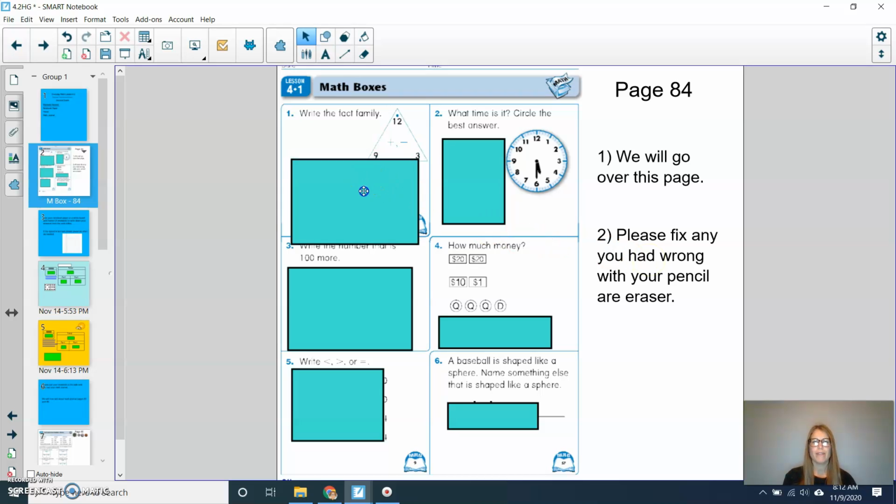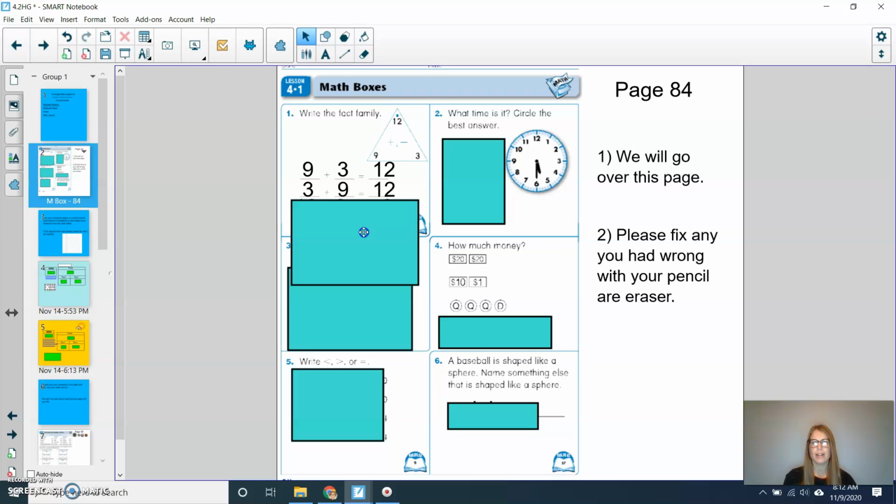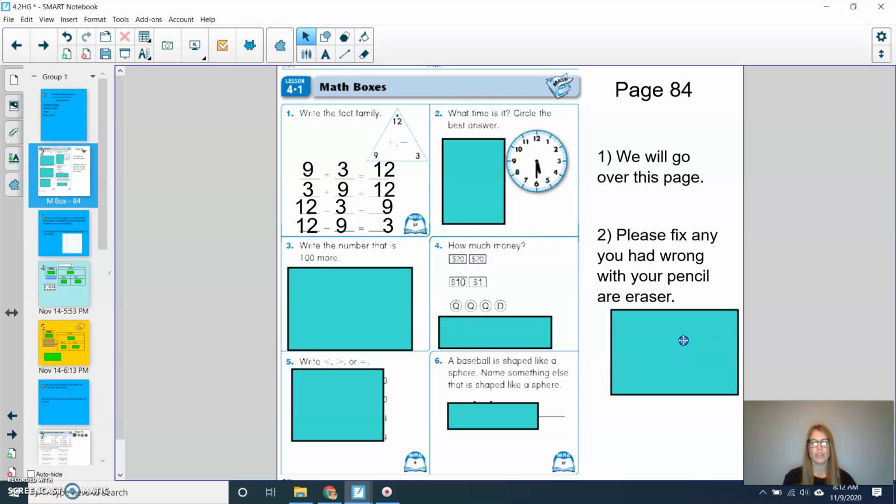So for question 1, write the fact family using the numbers 12, 9, and 3. So I have 9 plus 3 equals 12, and 3 plus 9 equals 12. And then for subtraction, I have 12 minus 3 equals 9, and 12 minus 9 equals 3.